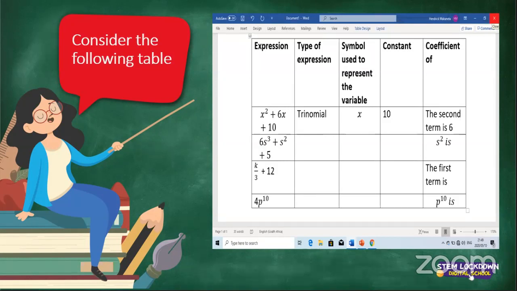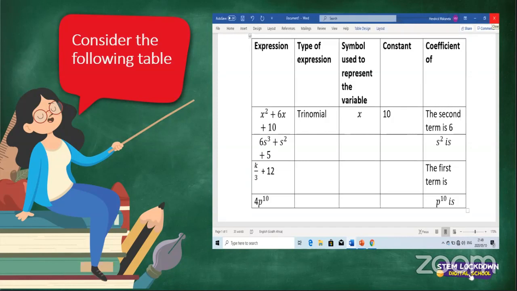Yes, I can hear you. I think it's a trinomial, sir. It's a trinomial. Why do you say it's a trinomial? Because it has three terms. Yes, sir, three terms. Can you give me the terms? What is the first term?